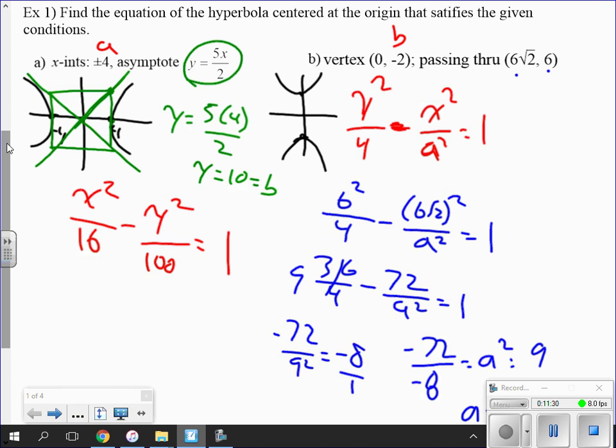So I can go back up here and make that 9. I have 3 unknowns. I could substitute in values for 2 of them and find the third one. All right.